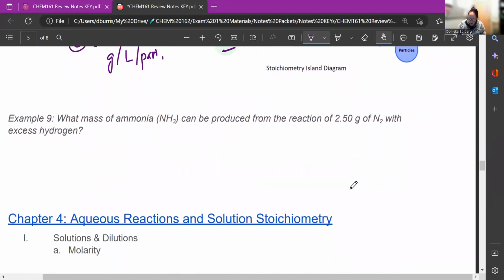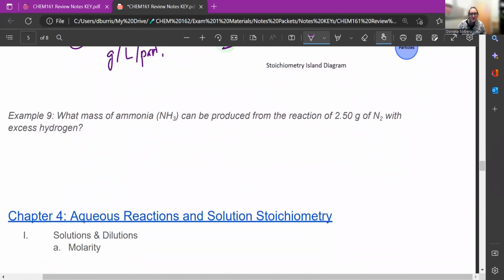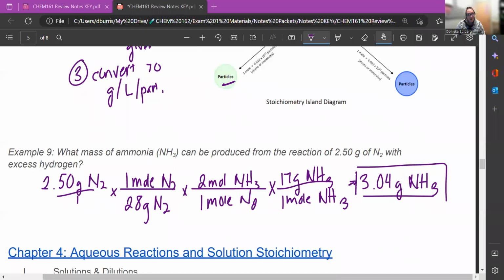So if I were you, I would try number 9 on your own and check your answer. I'm going to talk through this answer now. I started with the number I was given in the problem, that's 2.50 grams of N2. First thing I did is convert it to moles. In order to do that, I had to get the molar mass. Then I used my mole ratio. I put my wanted thing. The question is asking, what is the mass of ammonia? So ammonia goes on top, over my given thing, N2, which goes on bottom. And these here are the numbers from my balanced equation. So this was my ratio.